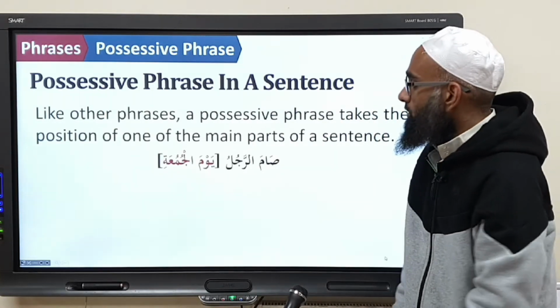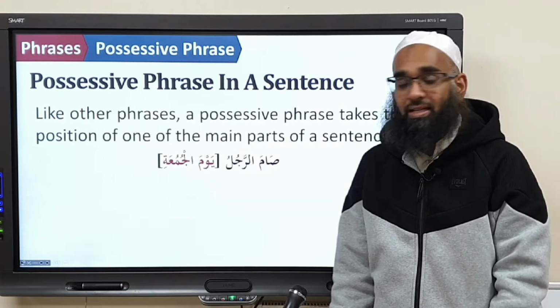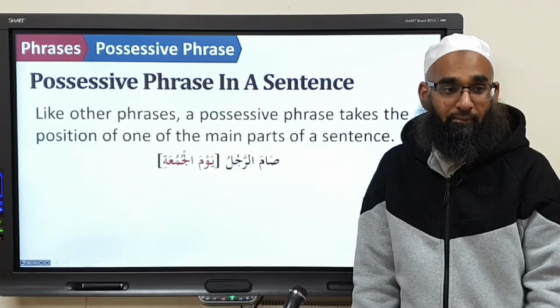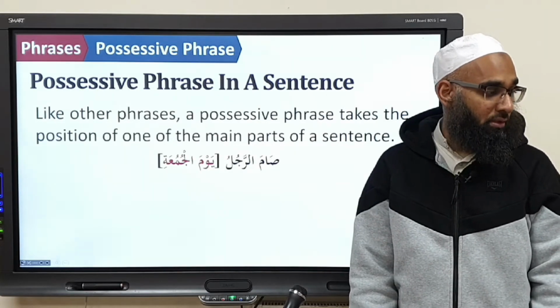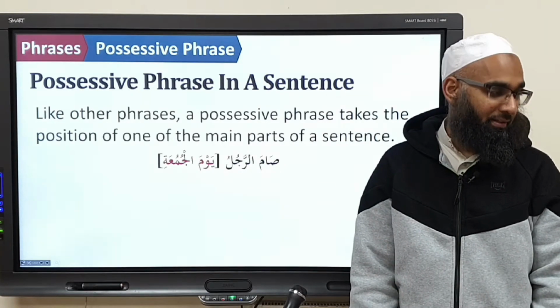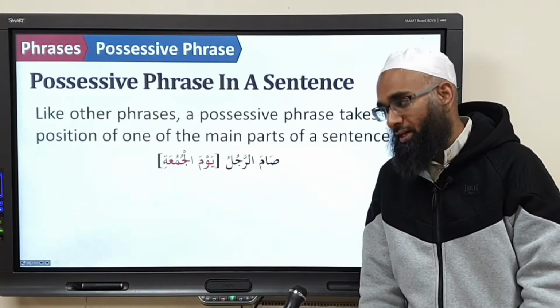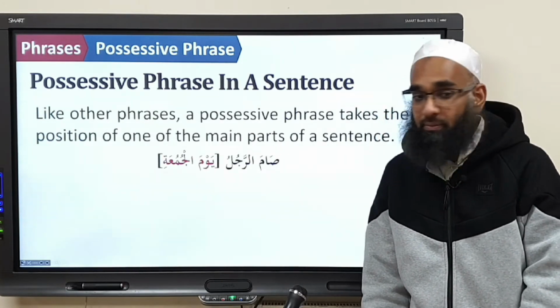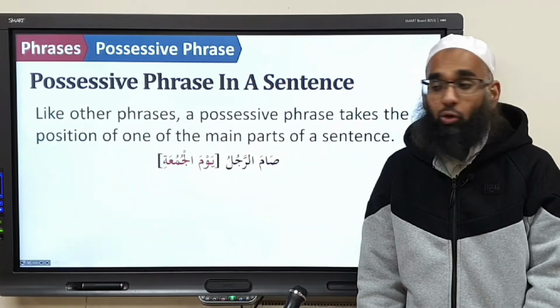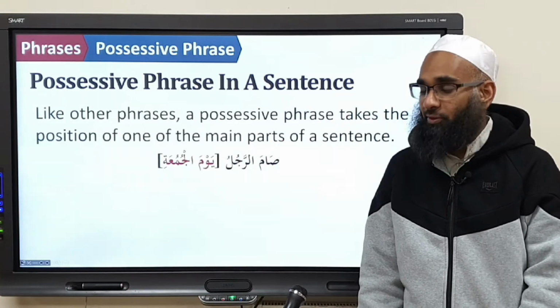So for example, Sama rajulu, the man fasted. The man fasted. When did the man fast? On a day. Which day? Not any day. Yawmul Jumu'ah or Jumu'ah? Jumu'ah. In Urdu and Gujarati, if you speak, I'm not sure about Gujarati, but in Urdu you can say Juma. Juma ki din. But when you speak in Arabic, don't say Juma. Say what? Yawmul Jumu'ati. In the Quran.